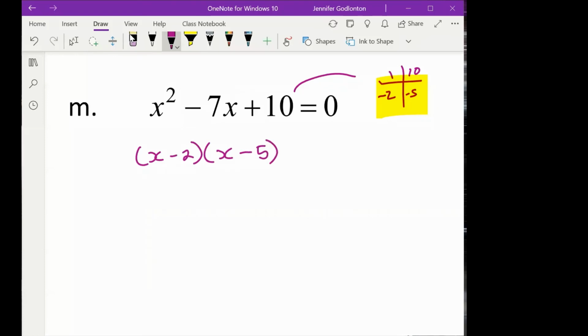Oh, you already wrote that. Cool. x -5. Yeah, it doesn't matter which way they are. Perfect. So then what are my answers going to be? x equals 2 or x equals 5.